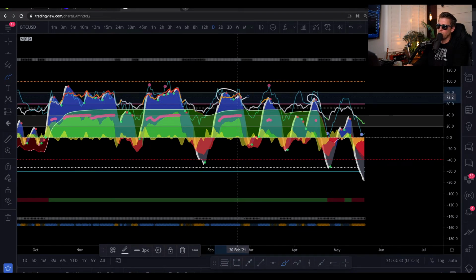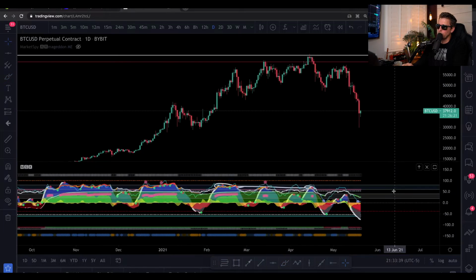So I have to draw a line from here to here. And if I do that and I zoom out, I'm going to show you where my head is at on this. I zoom out, price was going up. Waves were going down from those points. Do you guys know what that's called?